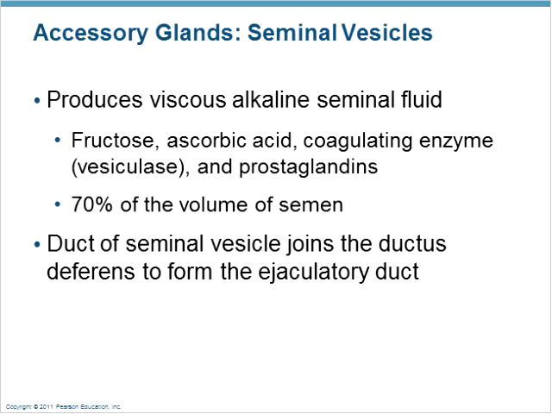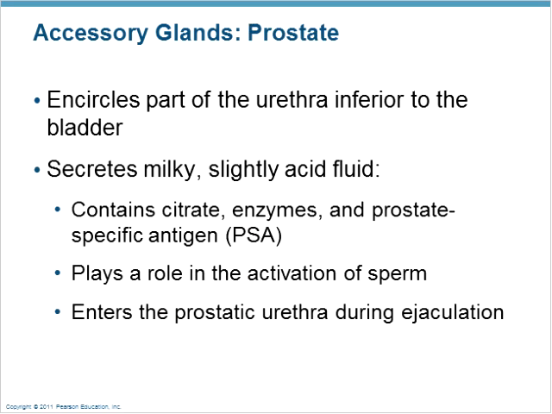The accessory glands include the seminal vesicles. They produce a viscous alkaline seminal fluid. It's rich in fructose, which is a sugar that gives the sperm energy, and has ascorbic acid, coagulating enzymes, vesiculase, and prostaglandins. It represents 70% of the volume of semen. The duct of the seminal vesicle joins the ductus deferens to form ultimately the ejaculatory duct.